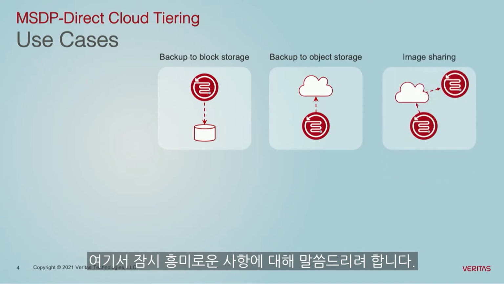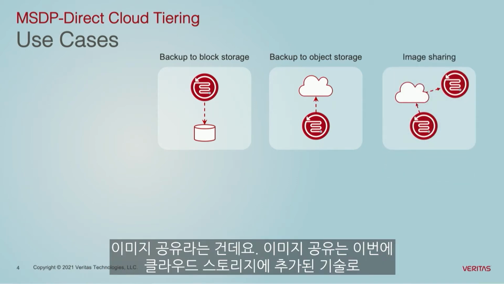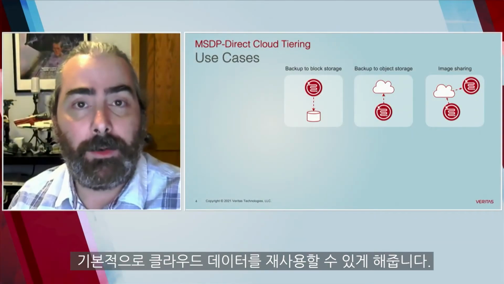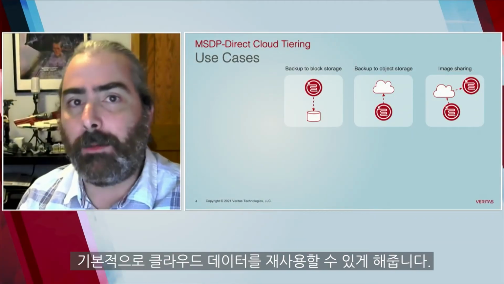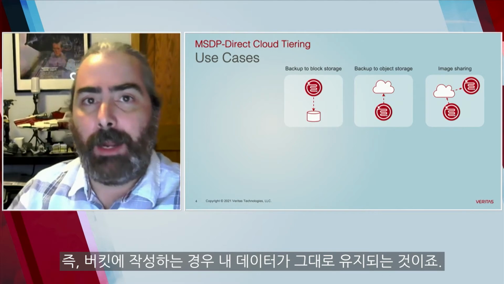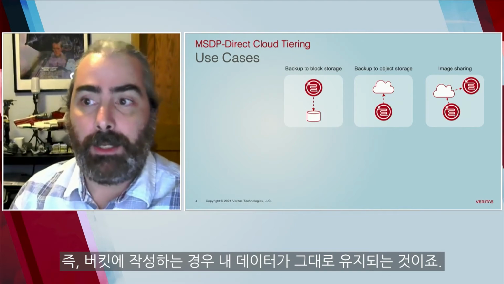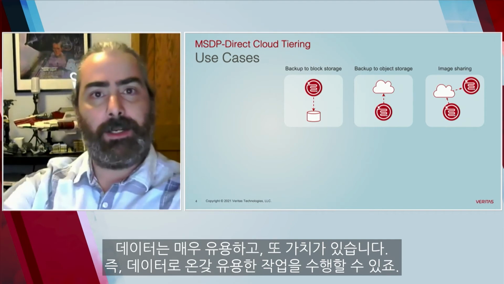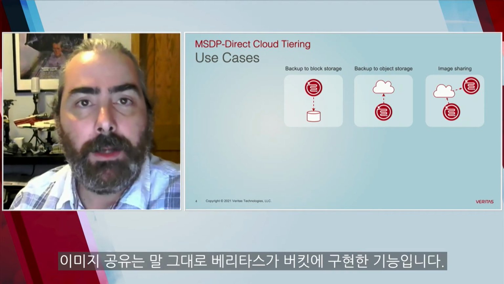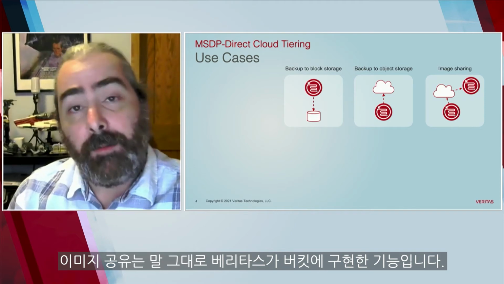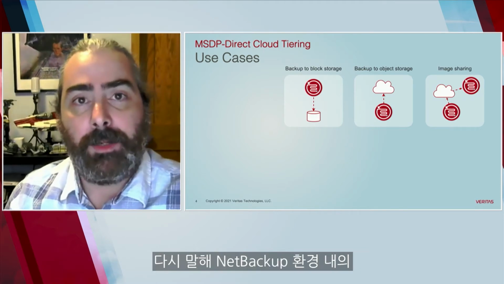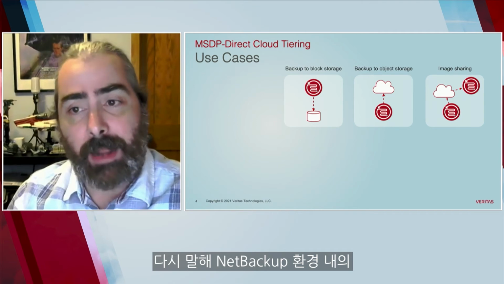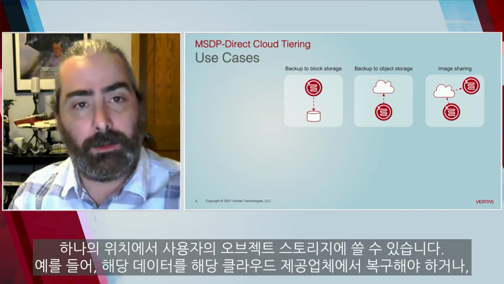Now, here's something interesting that I want to touch on a little bit. It's called image sharing. Image sharing is some technology we've added to our cloud storage that allows for basically cloud data reuse. This means that if I write to a bucket, my data is going to sit up there. Well, that's cool, right? But data is useful. Data is money. There's all sorts of things I can do with data. So with image sharing, what we've done is we've made our buckets essentially self-descriptive. This means that in a NetBackup environment, I can be writing from one location to my object storage.